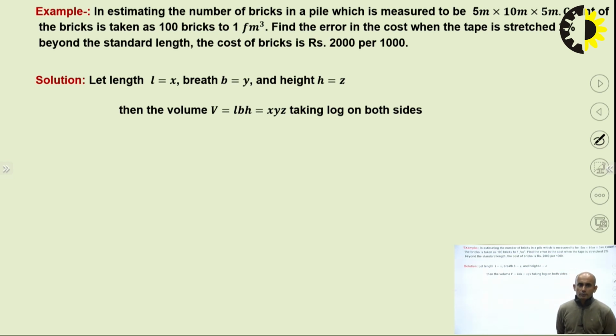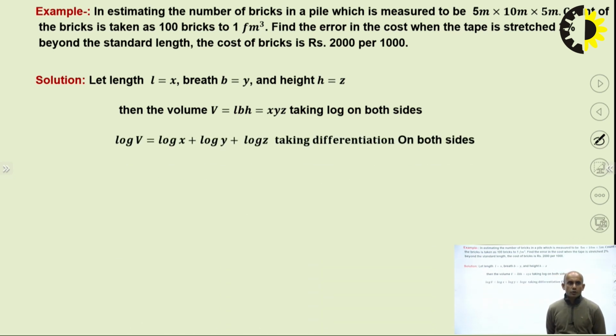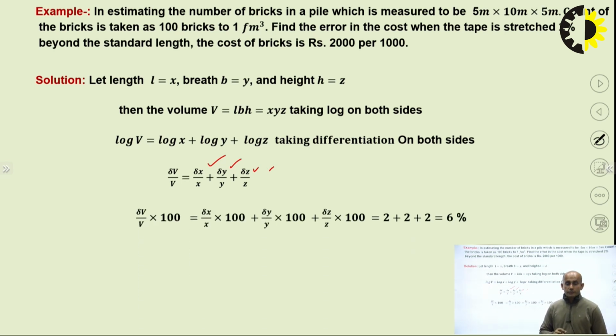Now first we have to take logarithm on both sides. If we take logarithm, then we get logarithm of V equals logarithm of x plus logarithm of y plus logarithm of z. Now if we take differentiation on both sides, then we get 1 upon V into delta V equals 1 upon x into delta x plus 1 upon y into delta y and 1 upon z into delta z. So this is the differential of this expression. If we multiply by 100 on both sides, we get delta V upon V into 100, delta x upon x into 100, delta y upon y into 100 and delta z upon z into 100.